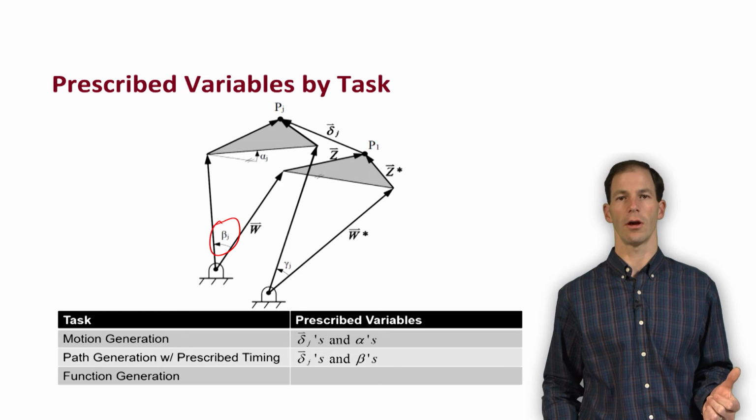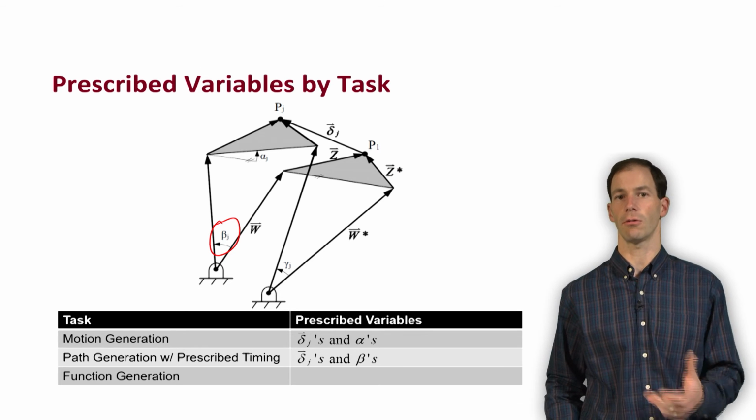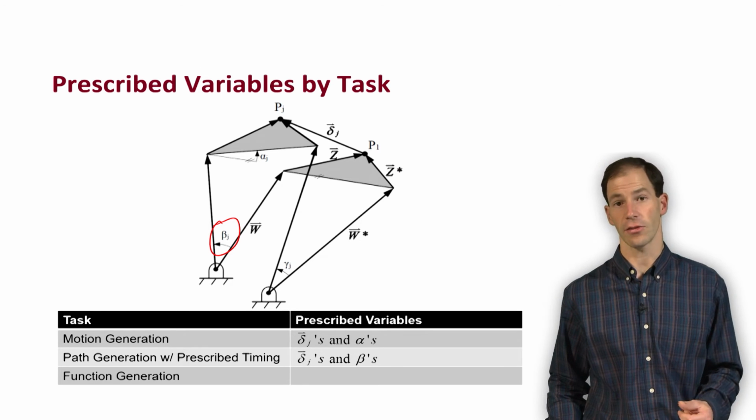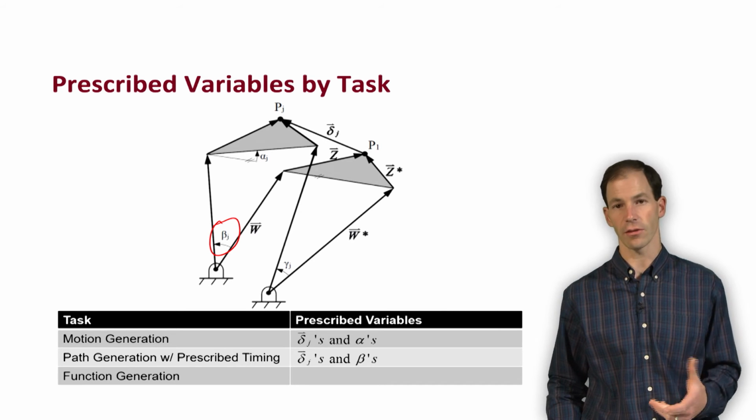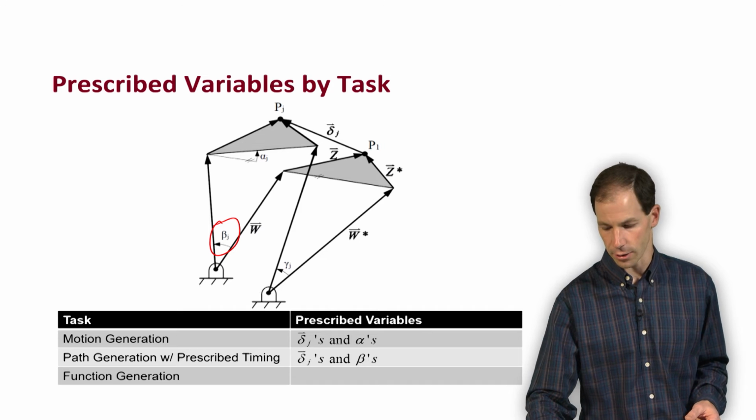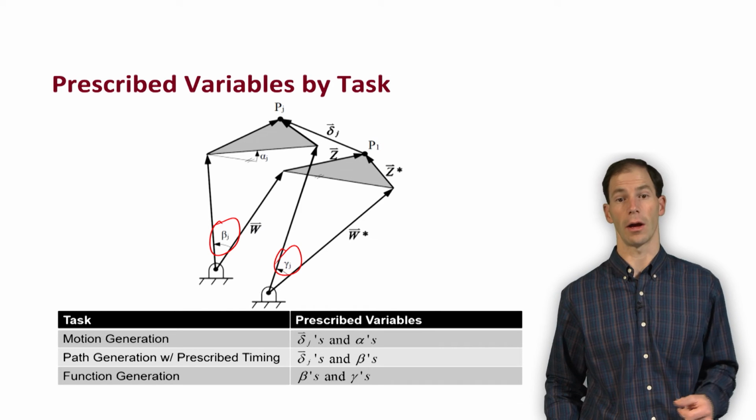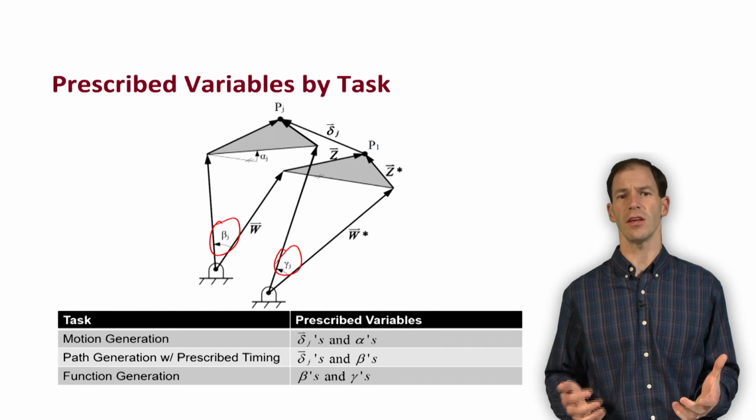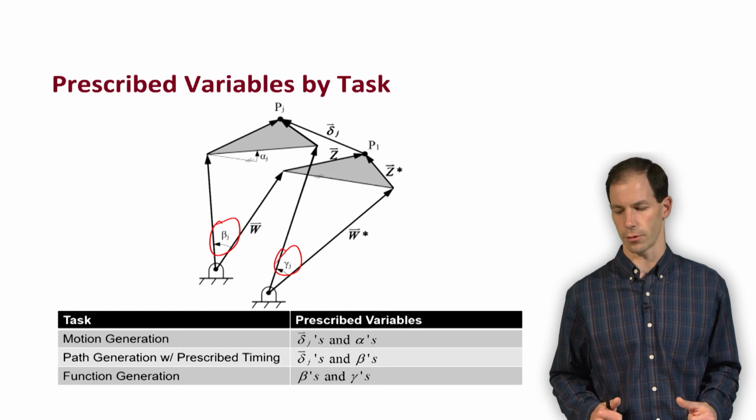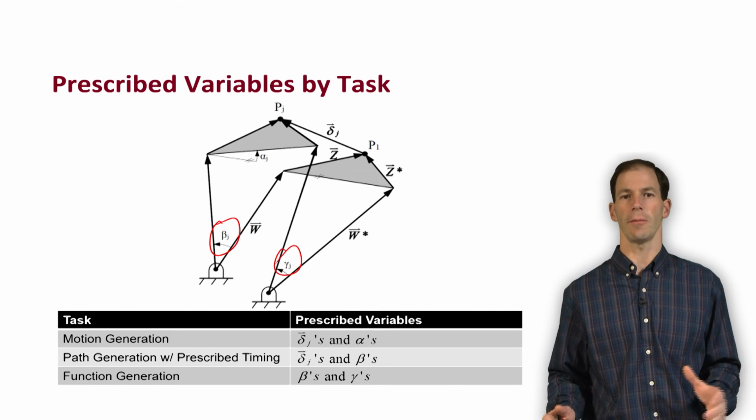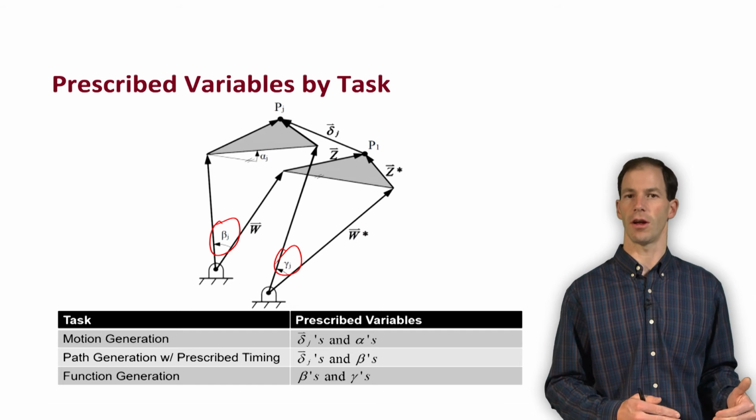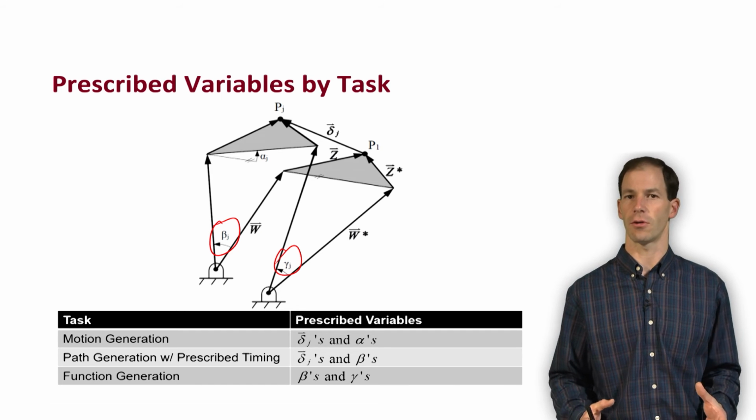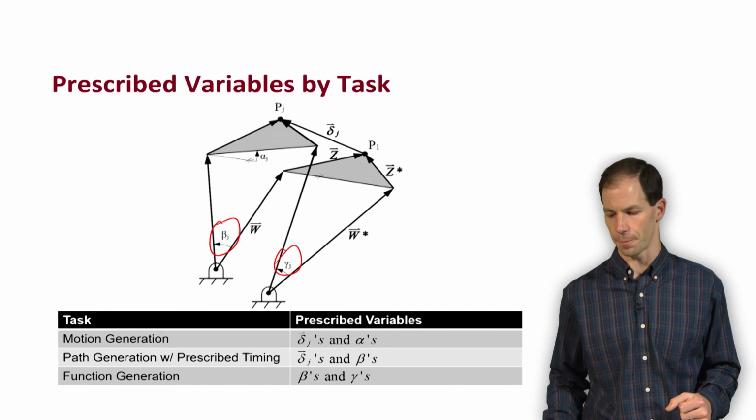Finally, a function generator. This coordinates the rotation of an input link with the rotation of an output link. In this case, the input is the W vector, the output is the W star, and so the rotations of those two are beta and gamma here, and so those are my prescribed variables, and that means what is coming as part of the problem statement. So with all that said, let me take a step back now to motion generation, and I'm going to look at the simplest version, which is a 2 precision position problem.